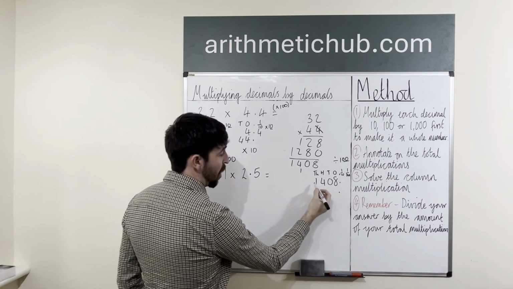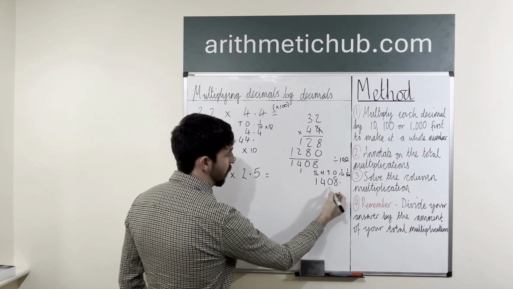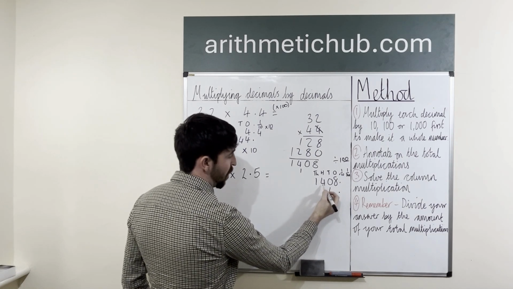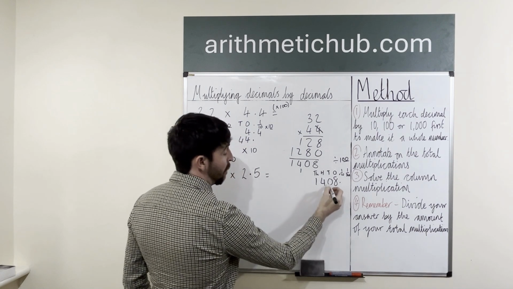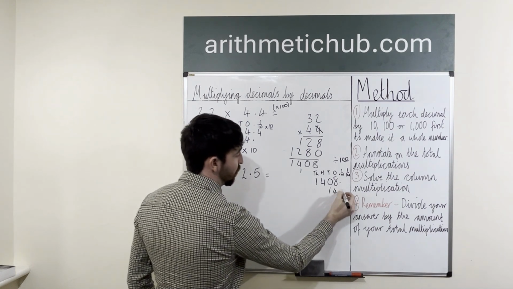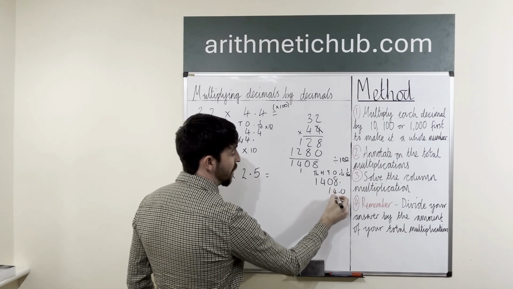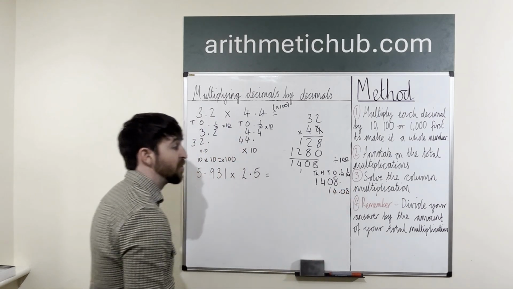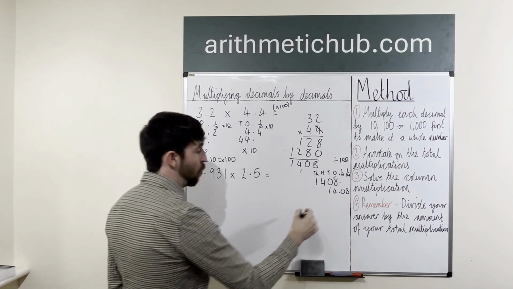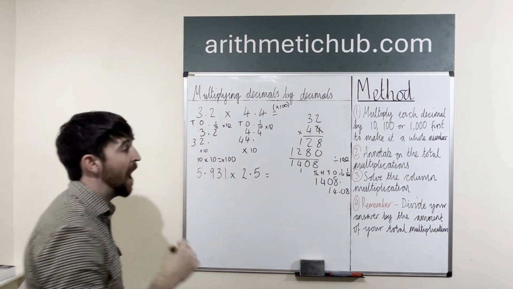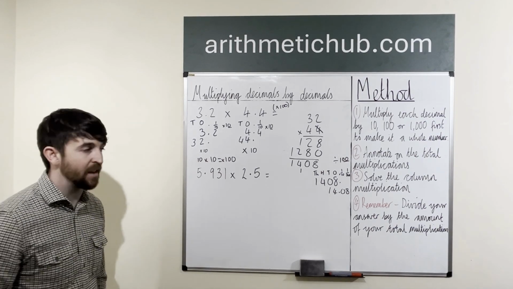So I'm going to start in my thousands column, drop it down, move it once, twice. Go to my hundreds column, drop it down, once, twice. My tens column, drop it down, move it once, twice. And my ones column, drop it down, move it once, twice. So now my answer is 14.08. And now that's going to pass the eye test a lot more, isn't it?